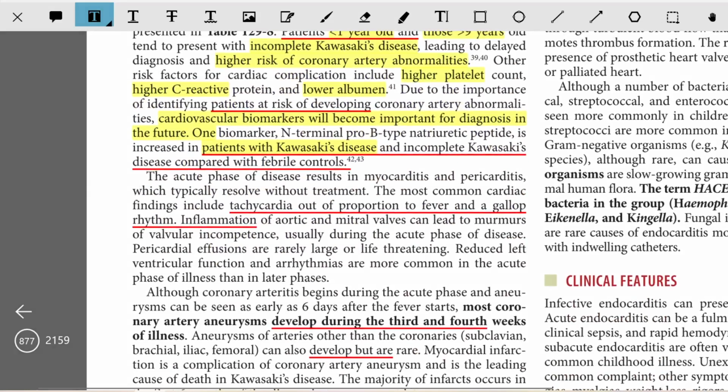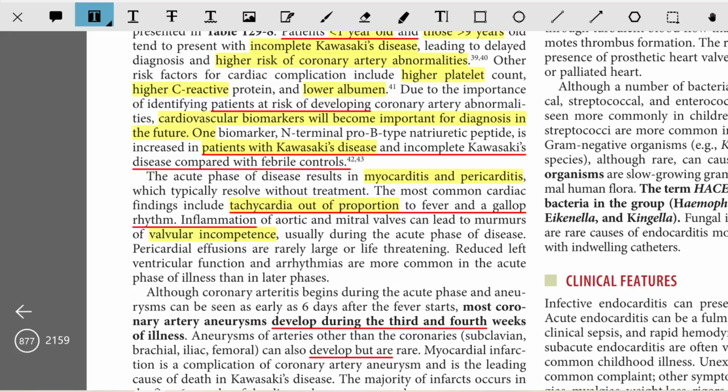The acute phase of disease results in myocarditis and pericarditis, which typically resolve without treatment. The most common cardiac findings include tachycardia out of proportion to the fever and gallop rhythm. Inflammation of the aortic valve and mitral valve can lead to murmurs of valvular incompetence, usually during the acute phase of disease. Pericardial effusions are rarely large or life-threatening, and reduced LV function and arrhythmias are more common in the acute phase of illness than in the later phase.